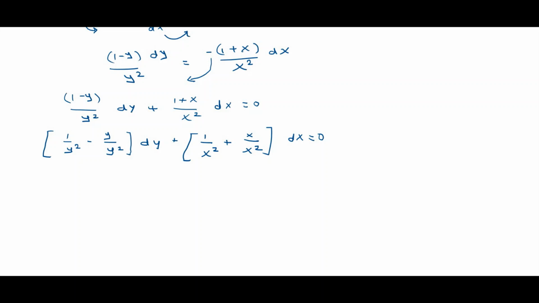Now the same equation again we can write as (1 divided by y square minus, here one of the y gets cancelled, we are left with only 1 by y) into dy plus (1 divided by x square plus, one of the x gets cancelled, so we are left with 1 by x) dx is equal to 0.